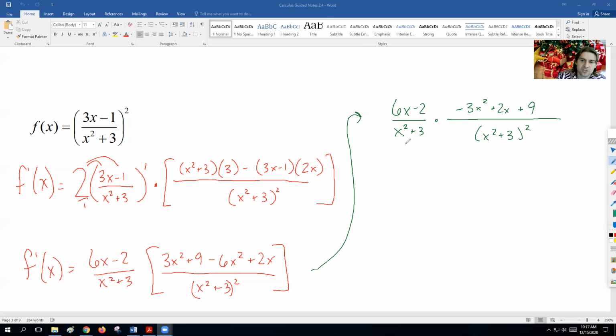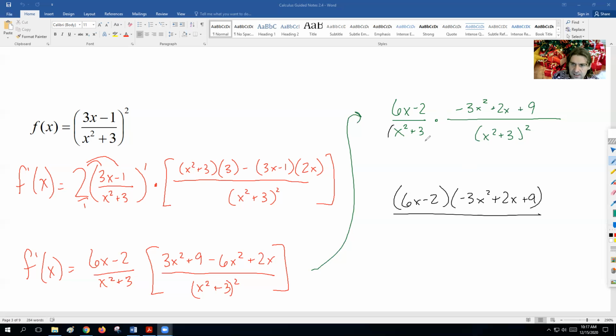Now, if we want to multiply these two fractions together, we multiply top with top, bottom with bottom. And if we want to multiply the tops, we could distribute here, but it might be easier to make this a 6x minus 2 times a negative 3x squared plus 2x plus 9. Because eventually, if we wanted to find anything important about the top, we would have to factor the top. So there's no point of really distributing all that work when we're just going to factor it in the end, unless something could cancel out, which is highly unlikely.